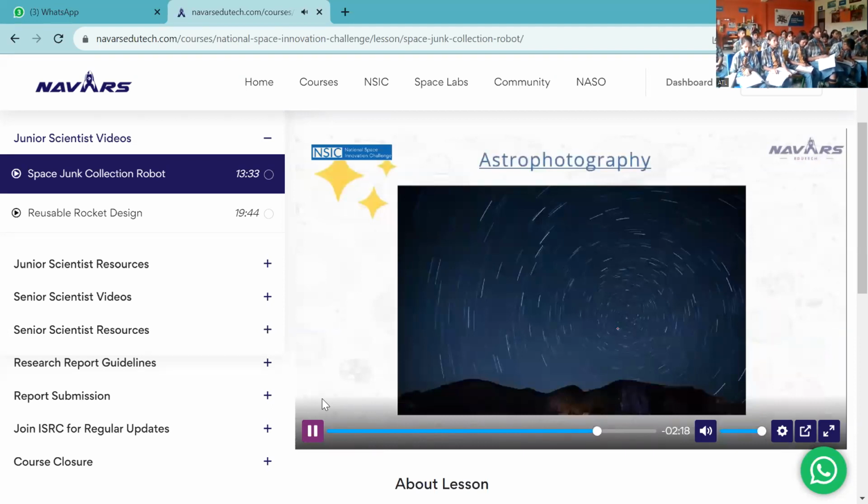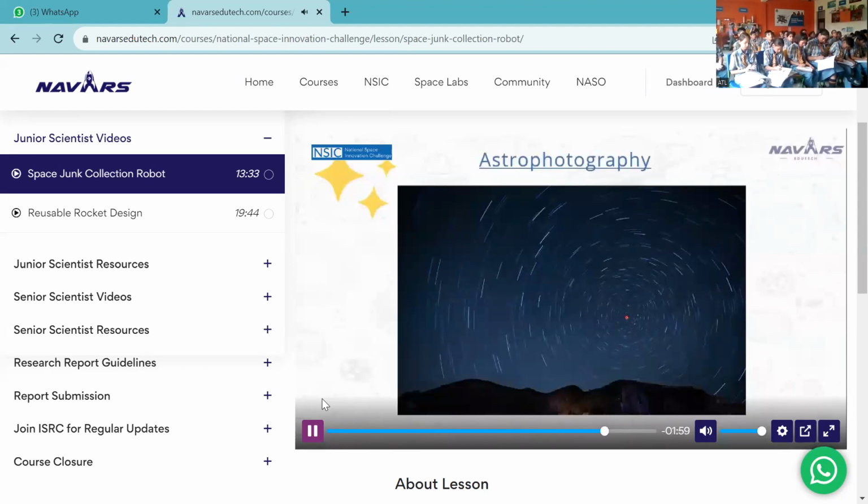We'll talk about that. So I hope you're interested in astrophotography. See this kind of picture. Here we have the North Star. So every star is moving according to the North Star. It's not revolving around that. Here you can see every star is moving.